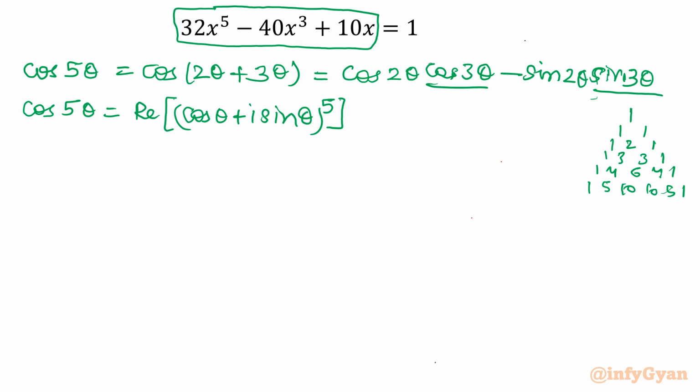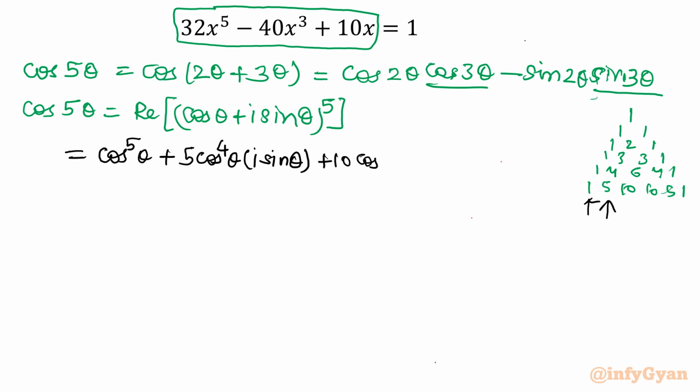Now we have to expand this. So I will write cos^5 θ plus, now coefficient 1 is over, now 5 will come, with decrement in the power, cos^4 θ, and the second term will come with increasing order. Then the third coefficient, that is 10, decrement in the power of cos, so it will become cos³, then (i sin θ)². Then plus 10 again, cos² θ (i sin θ)³.